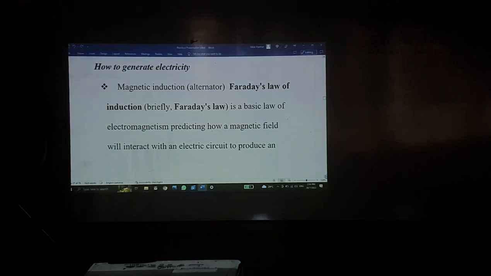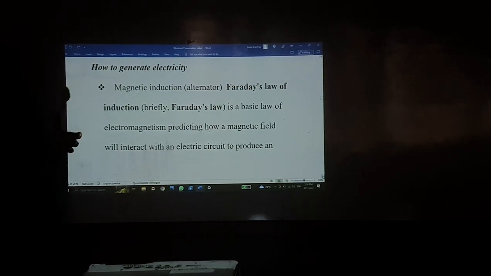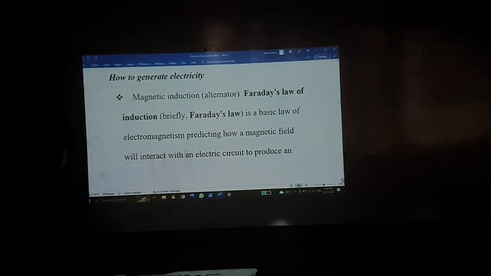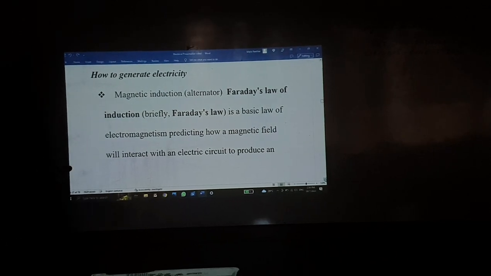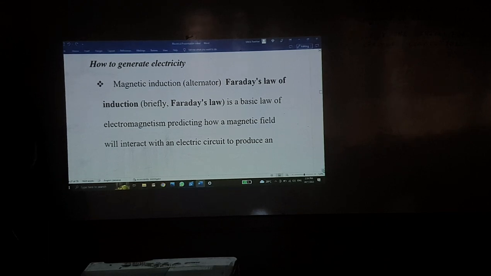Good. How do we make electricity? How do we create electricity? How do we generate electricity? Because electricity is there for us to generate or to make or to create. So how do we do that?